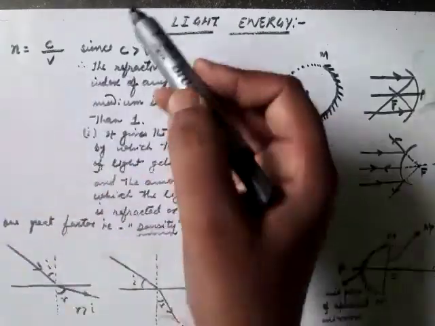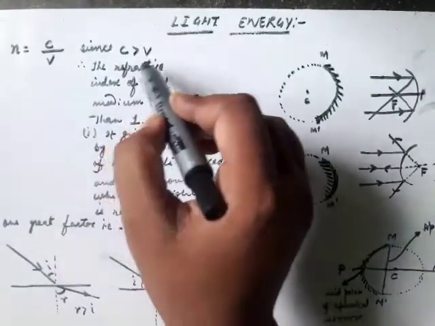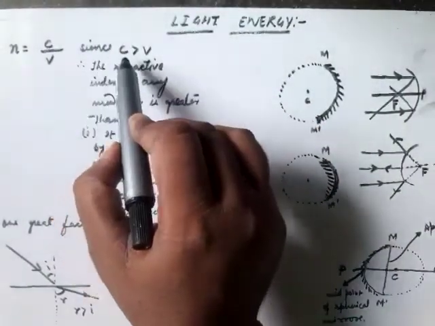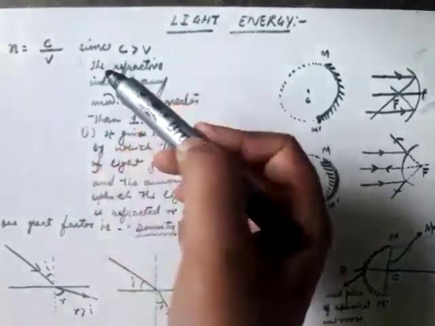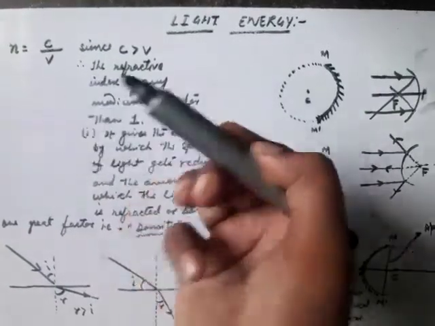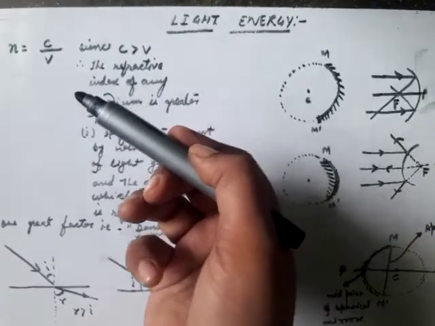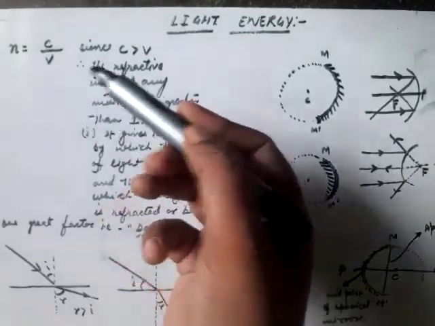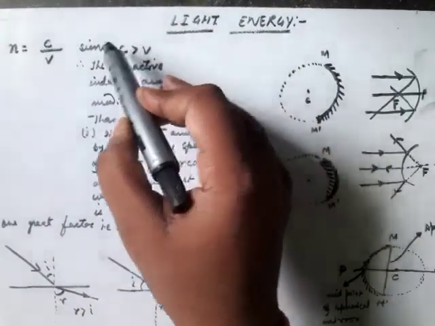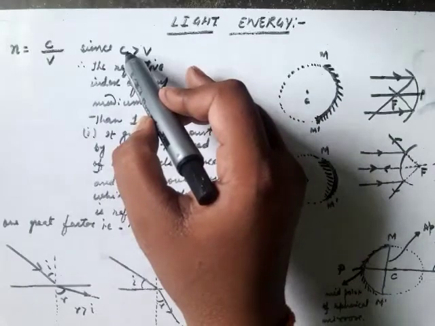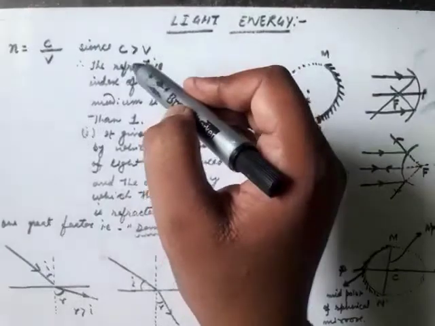We also know that the speed of light in vacuum or air is 3 into 10 power 8 meters per second, and it is obvious that the speed of light in vacuum is always greater than the speed of light in a medium, because as soon as light enters any medium, such as a denser medium like water, glass, or diamond, the speed of light gradually decreases. Why? Because the speed of light goes on decreasing from rarer to denser medium. This is obvious, this is the condition.